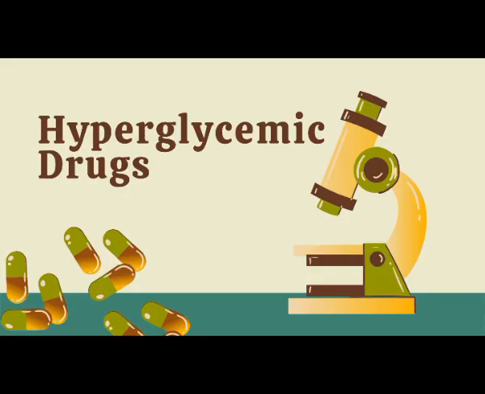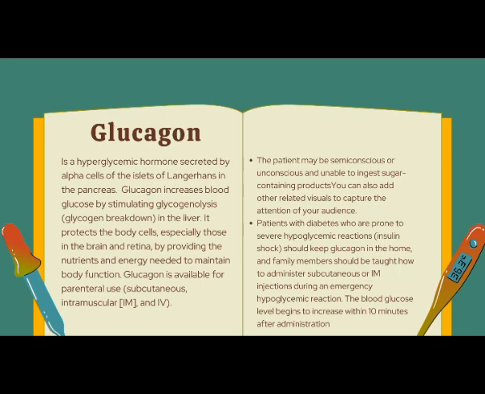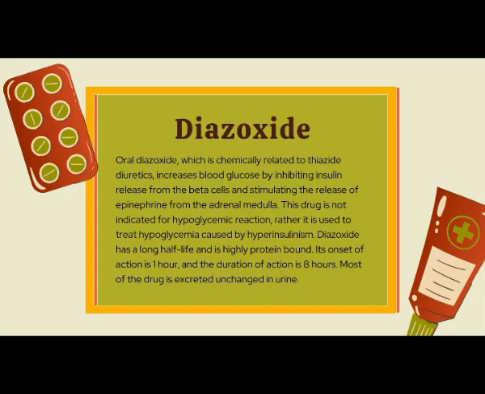Hyperglycemic drugs. Glucagon is a hyperglycemic hormone secreted by the alpha cells of the islets of Langerhans in the pancreas. Glucagon increases blood glucose by stimulating glycogenolysis, or glycogen breakdown, in the liver. Oral diazoxide, which is chemically related to thiazide diuretics, increases blood glucose by inhibiting insulin release from the beta cells and stimulating the release of epinephrine from the adrenal medulla.